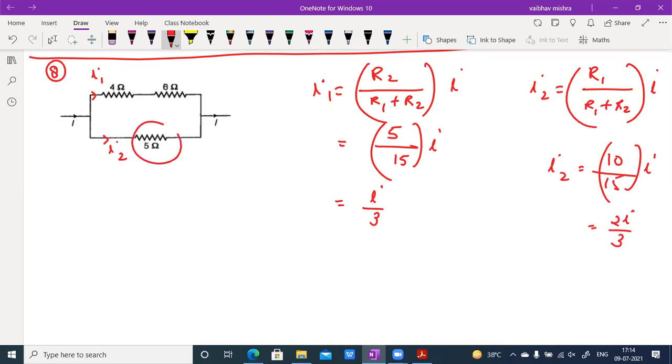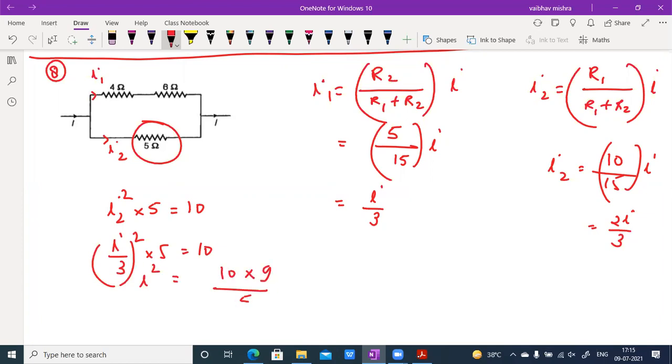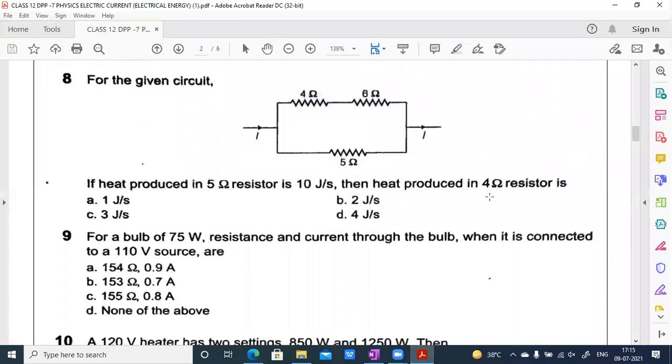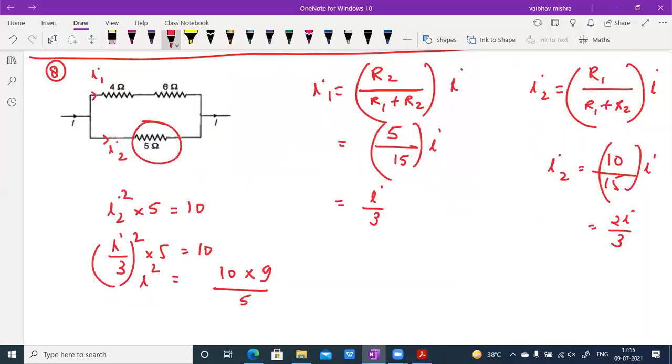The power delivered in 5 ohm resistance is given as 10 joule. So that means I2 square into 5 is 10 joule. I2 is I by 3, square into 5 is 10 joule. I स्क्वायर आ जाएगा 10 into 9 by 5. ऊपर वाले में हमें कैलकुलेट करना था the power delivered, heat produced in 4 ohm resistor.